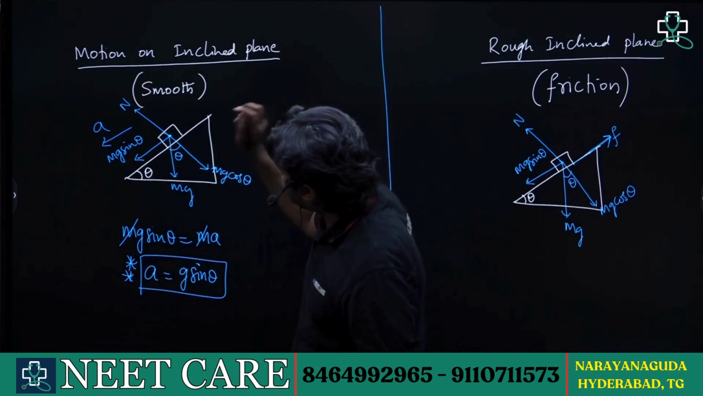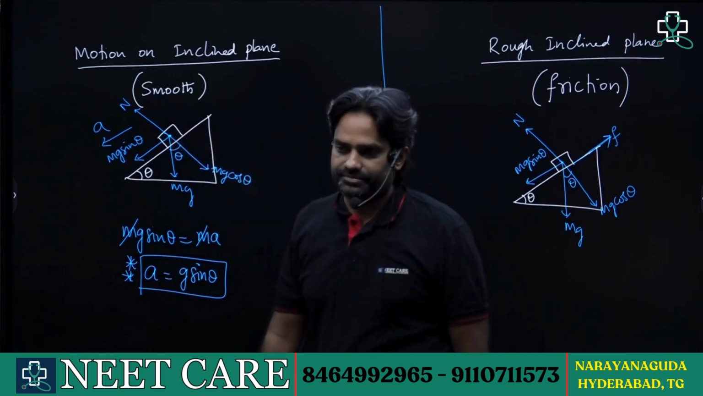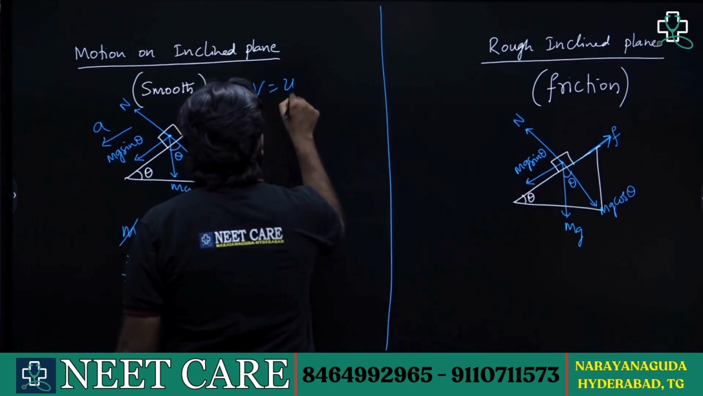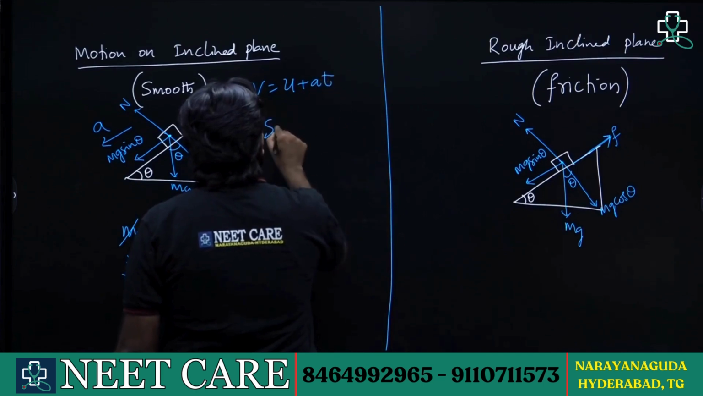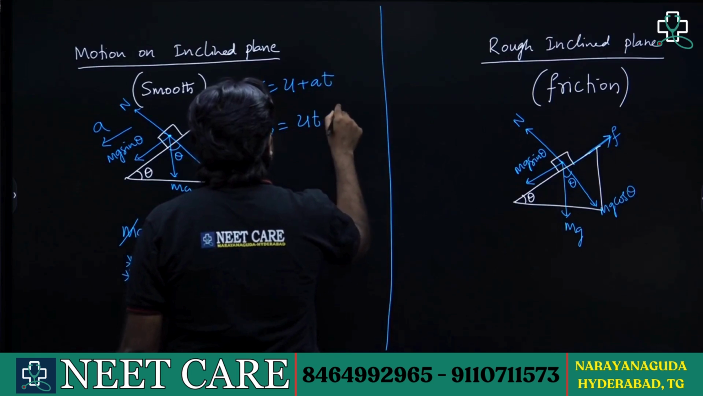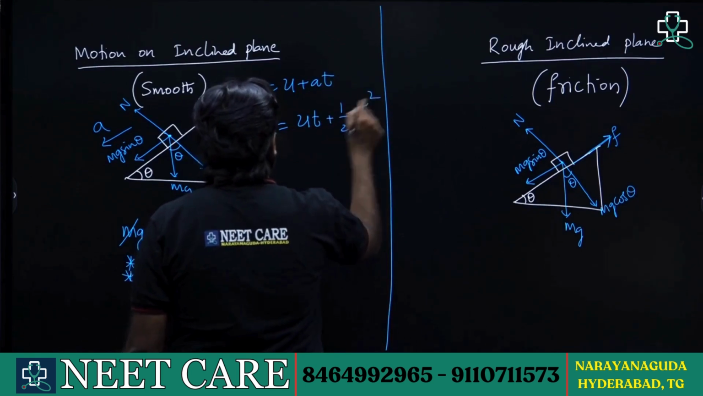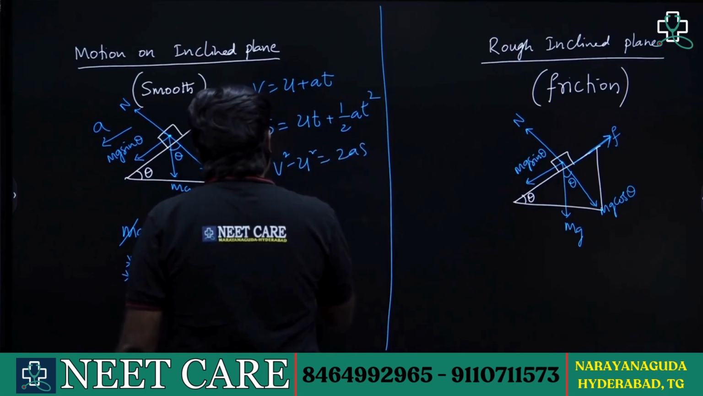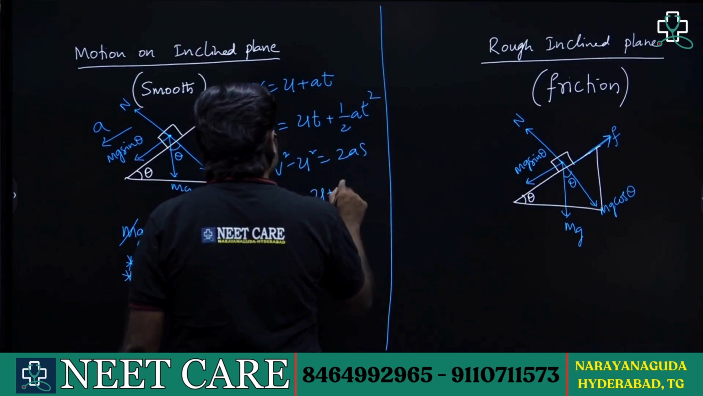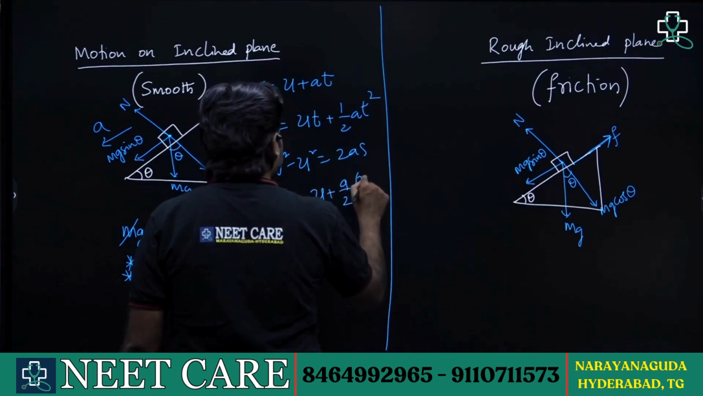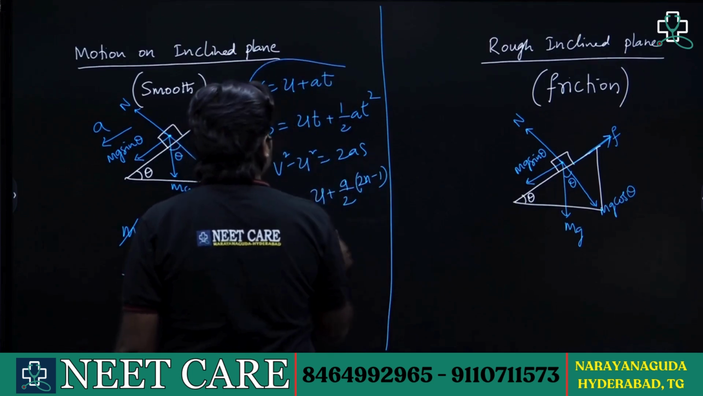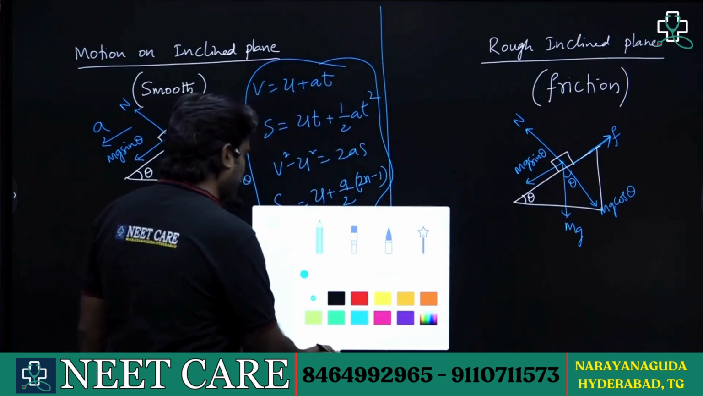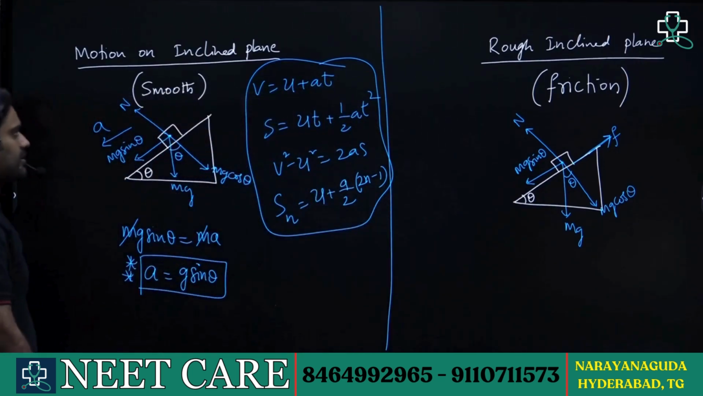After that, for further analysis of the motion, we will make use of the kinematic equations. That is, v is equal to u plus at, or s is equal to ut plus half at square. These standard kinematic equations are used, or v square minus u square is equal to 2as. In a very rare case, Sn can also be used: u plus a by 2 into 2n minus 1. These equations are familiar to you. With the help of these kinematic equations, the next level of discussion will be done on this inclined plane.